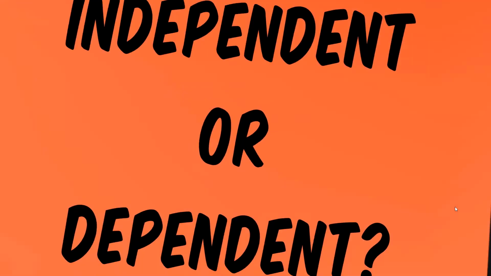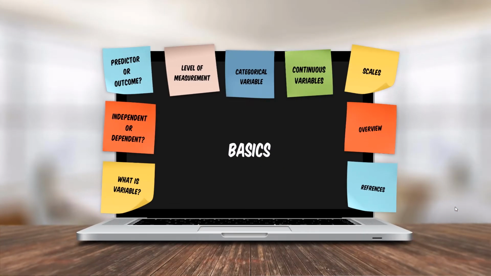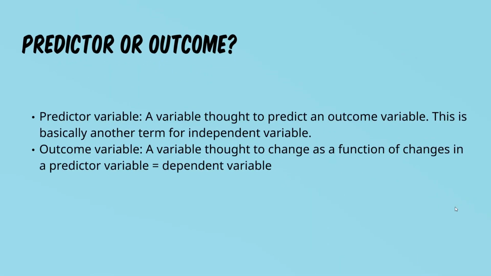Moving on to our next topic, predictor and outcome variables. A predictor variable is a variable thought to predict an outcome variable. This is basically another term for independent variable. On the other hand, an outcome variable is a variable thought to change as a function of changes in a predictor variable. So you might think of it as a dependent variable.